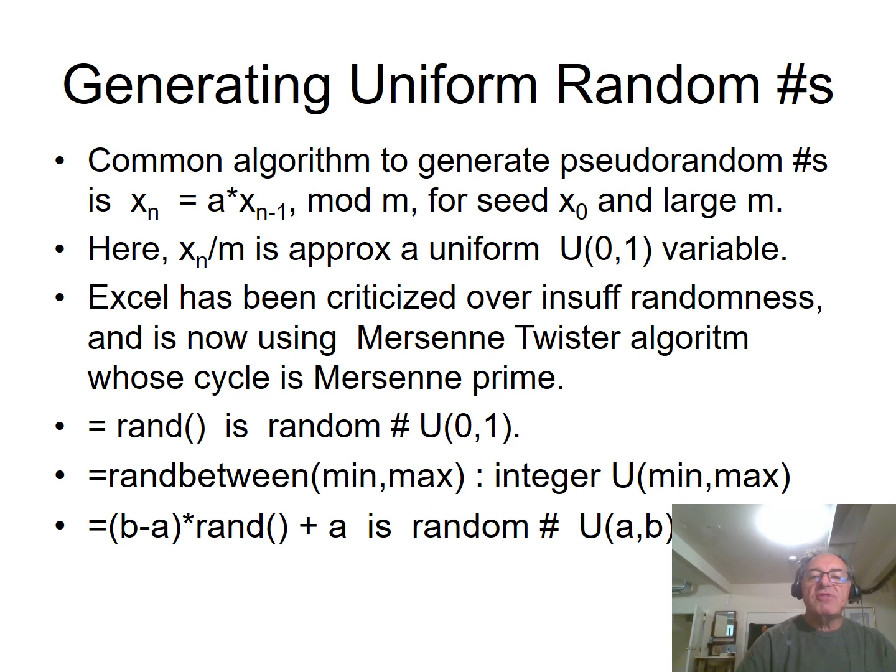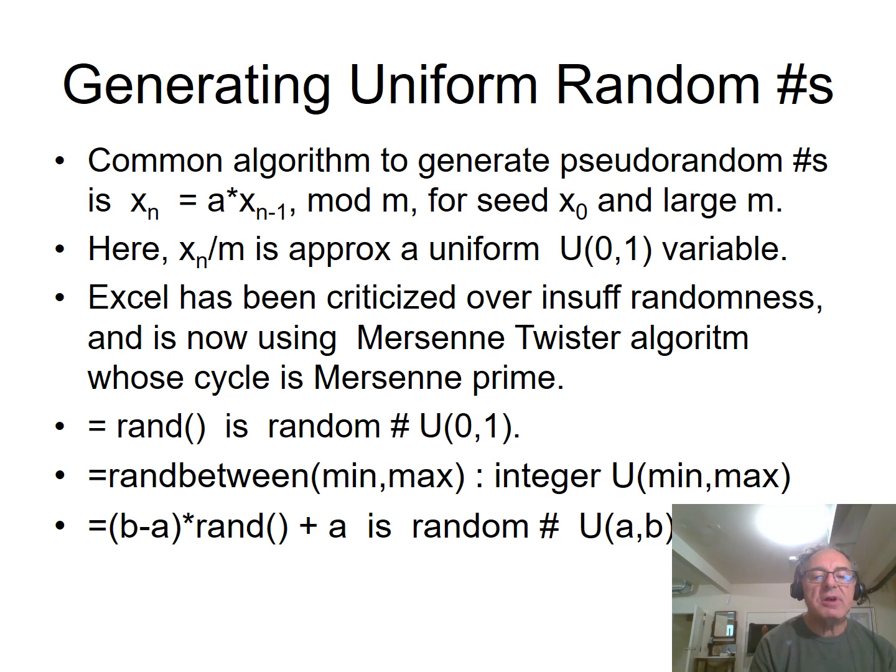So to do that, we're going to have to generate some uniform random numbers. A uniform random number is a random number between 0 and 1. And underneath the black box, Excel and other computer systems use modular mathematics to generate these random numbers. Historically, Excel had been criticized over insufficient randomness, and in more recent years, it's improved its randomness algorithms using Mersenne primes, which are familiar if you've studied theory of numbers.